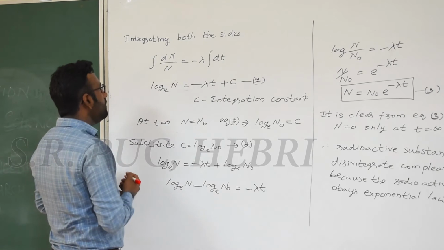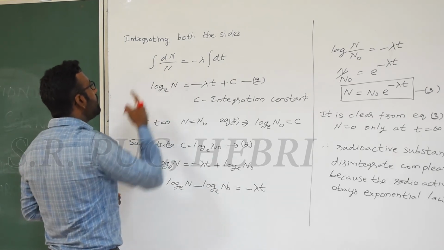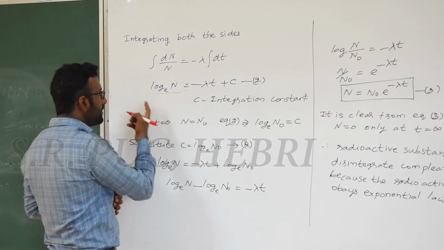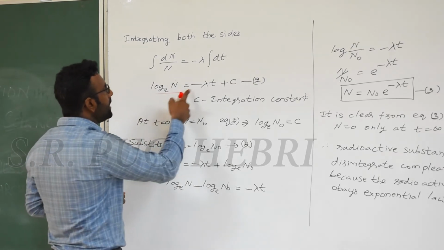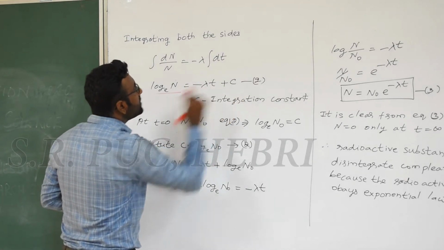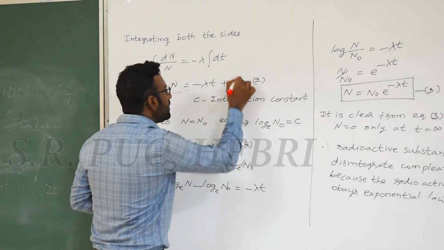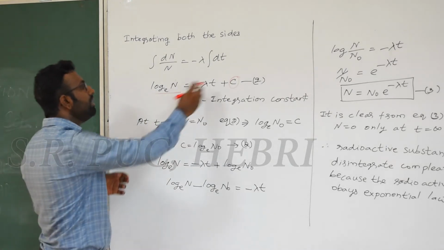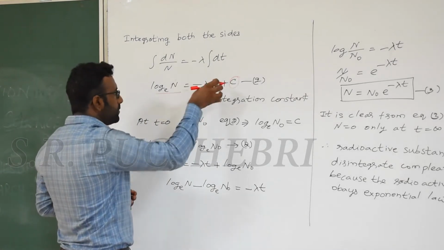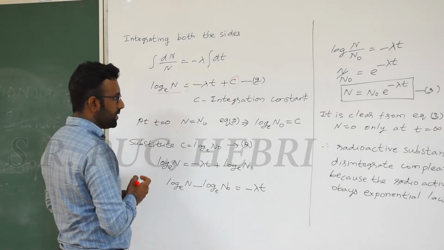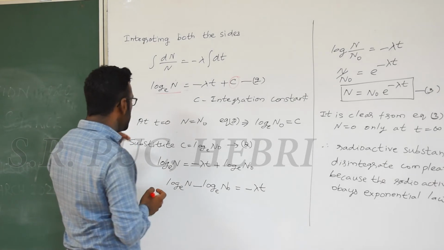While integrating, we will get dN by N as log to the base e N, and that will be equal to minus lambda t plus c. So this c is nothing but the integration constant. While integrating, it is a constant which we get with this integration, that is known as the integration constant. Now we have to do something.